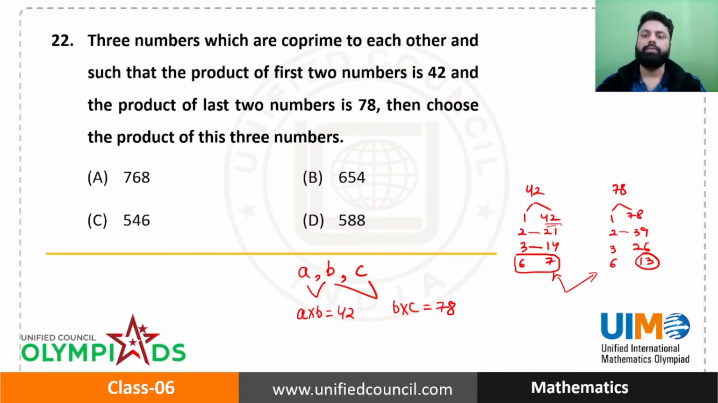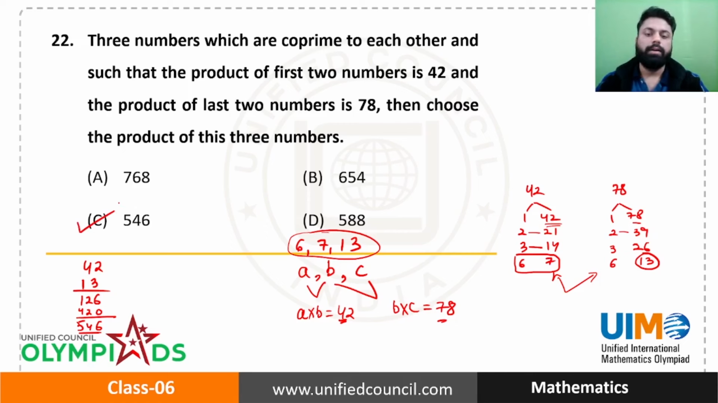And same goes with 42 and 78. So 6, 7 and 13. Numbers will be 6, 7 and 13. 6 into 7 is 42, 7 into 13 is 78. Now the product of these three numbers is 42 multiplied by 13, which is 546. C option is the correct answer.